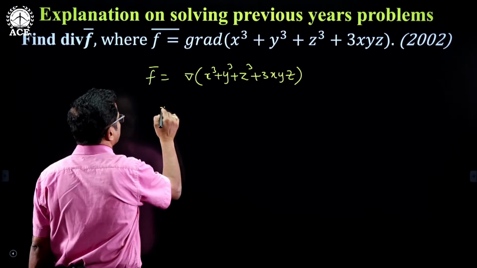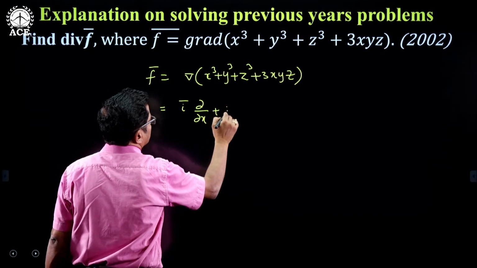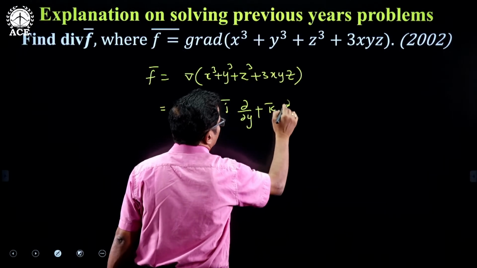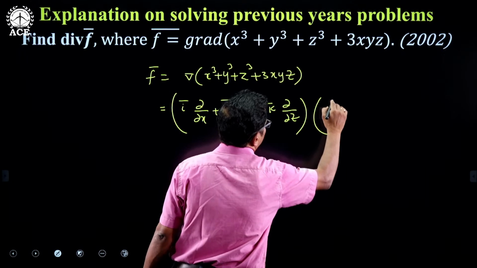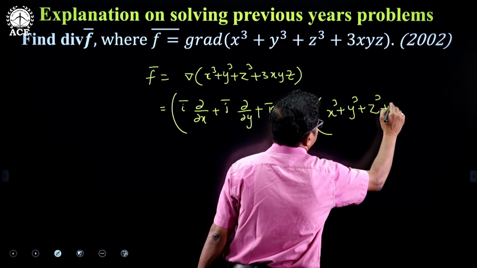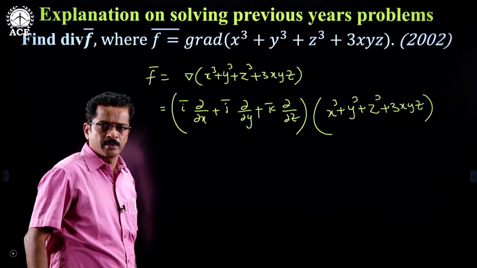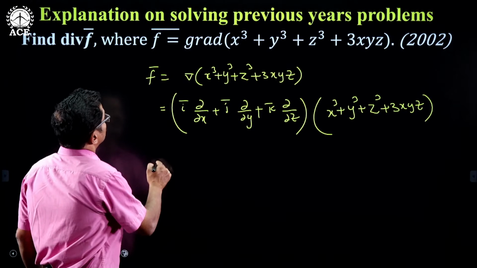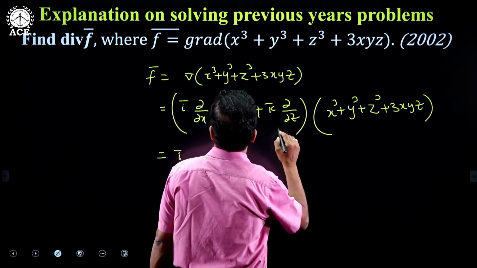So del means i bar ∂/∂x plus j bar ∂/∂y plus k bar ∂/∂z of x cube plus y cube plus z cube minus 3xyz. Del means this differential operation on the function.